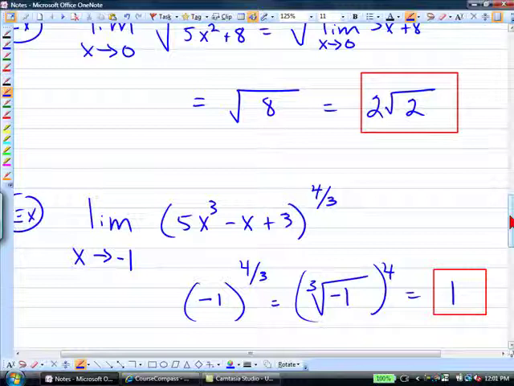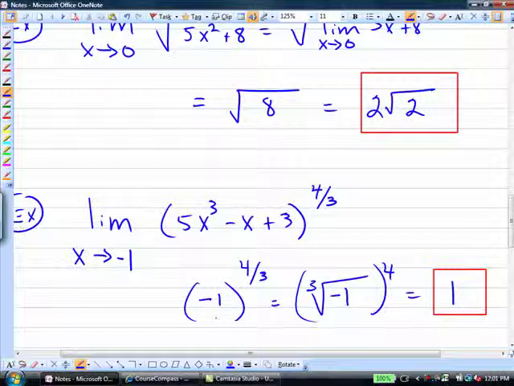And then we have this power that's a fractional exponent. What does that mean? Cube root of something to the 4th. Okay? So if you plug in -1 inside here, if you do all that, -1 cubed is -1. So that's -5 plus 1 is -4 plus 3 is -1. -1 to the 4/3 is the cube root of -1 and then raise it to the 4th. Or on your calculator, you could just do -1 caret parentheses 4 divided by 3, and you'd still get 1.